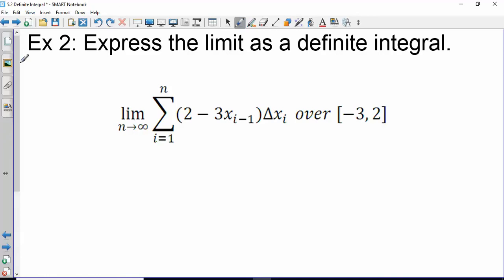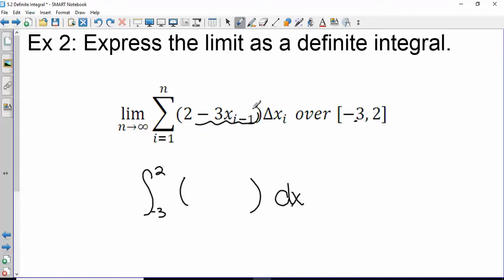The next one, I'm not asking you to calculate anything. I just am asking you to write an integral. So take this limit and write it as an integral. So your integral symbol is that tall, skinny s. Whenever you have that, you have to have a dx on the end. Okay? What would my limits be? The bottom number should be negative 3, the starting point of your interval, and it ends at 2. Okay.